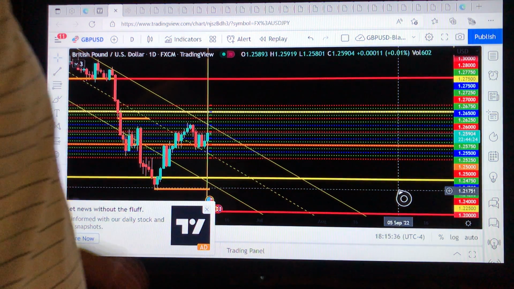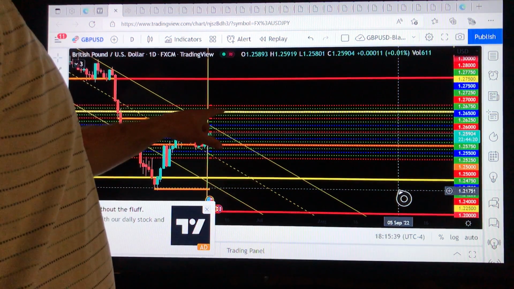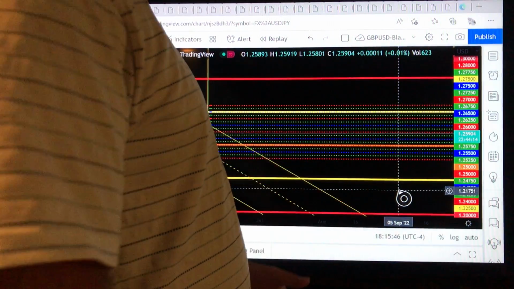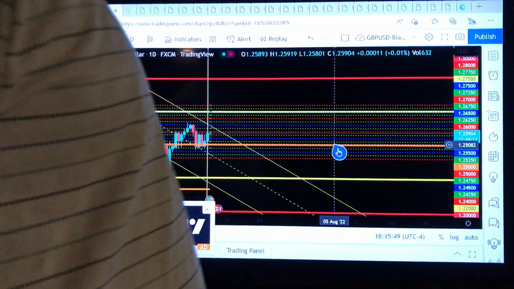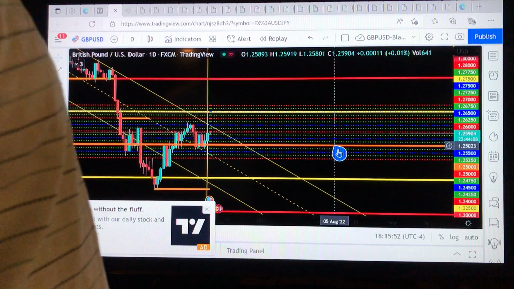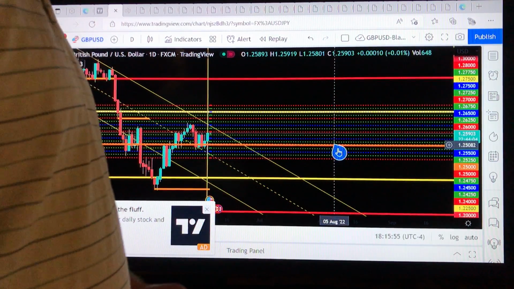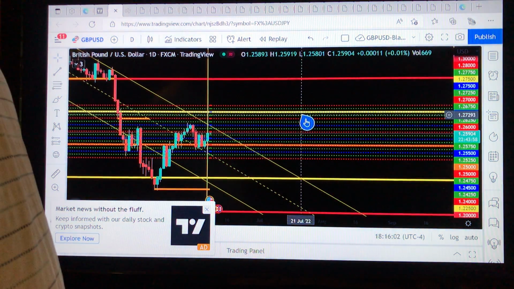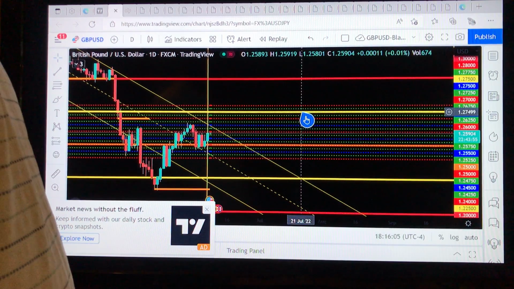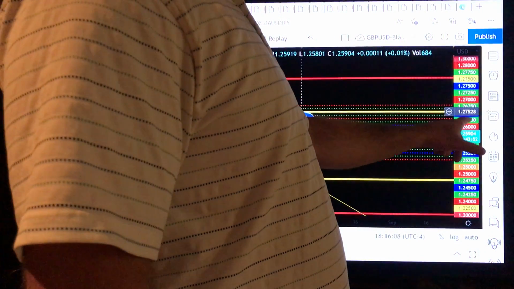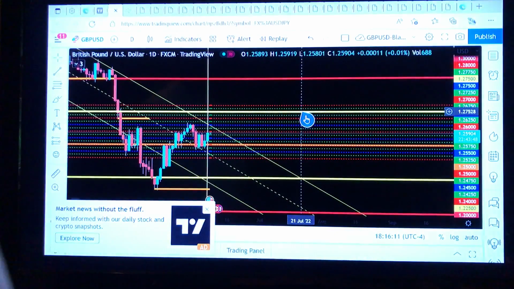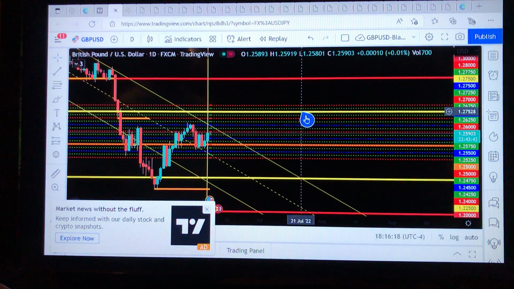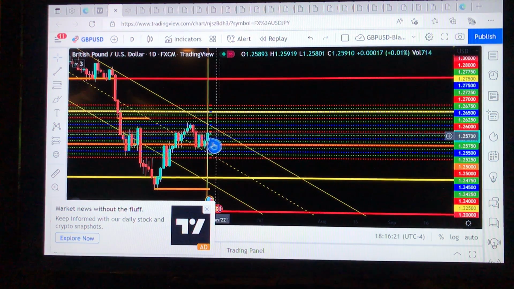So now this is a whole lot of pips. Between this one and this one, that's 250 pips. That's 2,500 points, because this is 1.25000, that orange line, and then this one is 1.27500. That is 2,500 points, or 250 pips, and so follow my arrow.